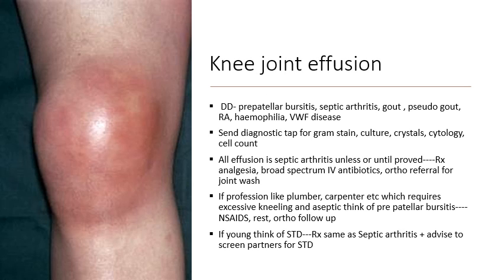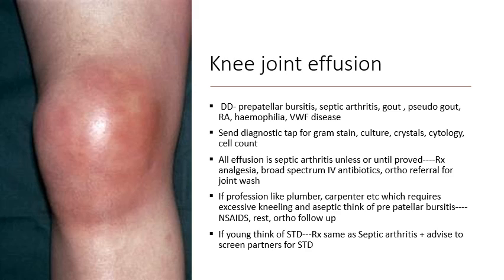Knee joint effusion. This is going to come in your examination. Differential diagnoses are prepatellar bursitis, septic arthritis, gout, pseudogout. These are the major ones. Also rheumatoid arthritis, hemophilia, von Willebrand disease. You might get half a mark for these, but they are important.